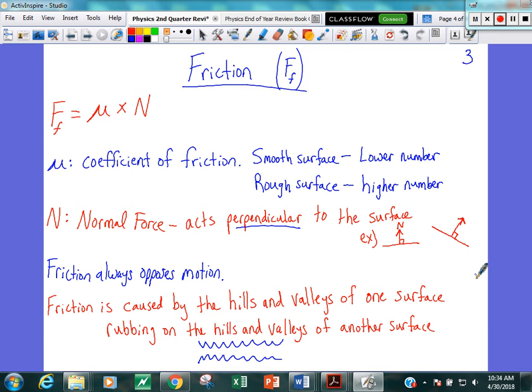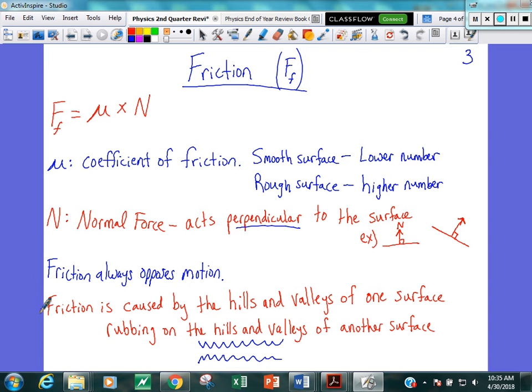Okay, and then I just got a couple of things on the bottom. Friction always opposes motion. It always opposes motion. So the first thing that you ought to do in a physics problem is figure out which way the object's moving. Then friction is going to go in the opposite direction. It always goes in the opposite direction of motion.